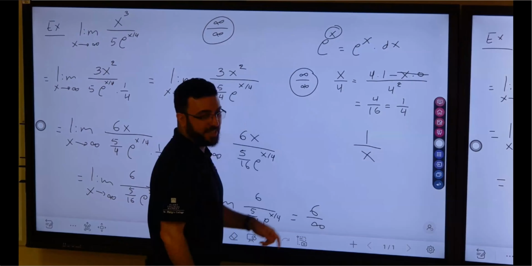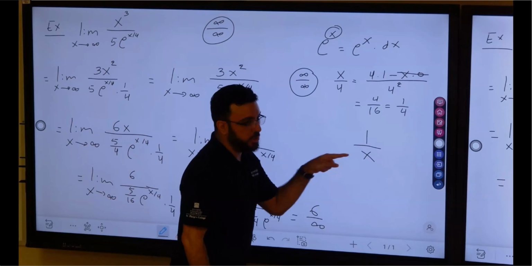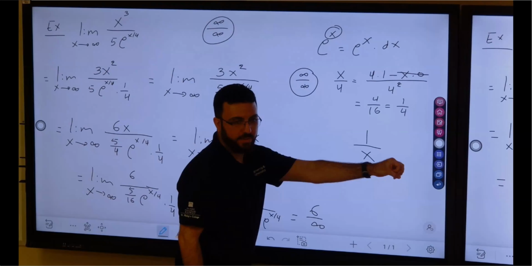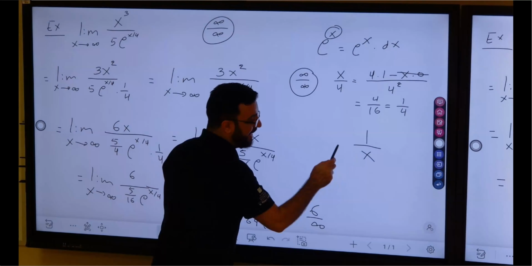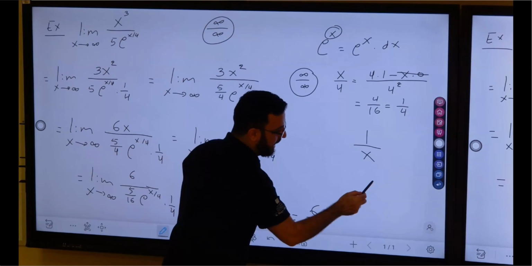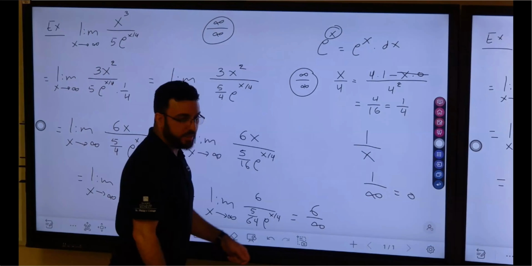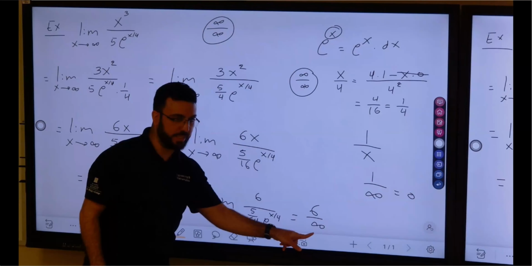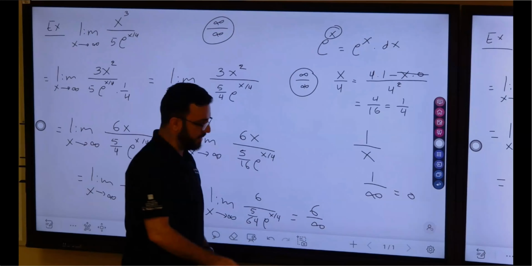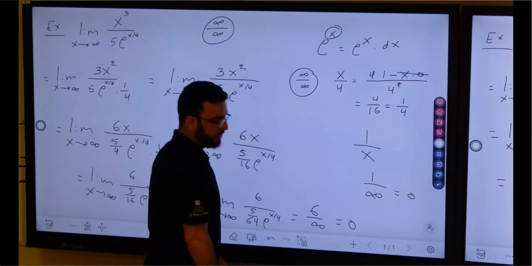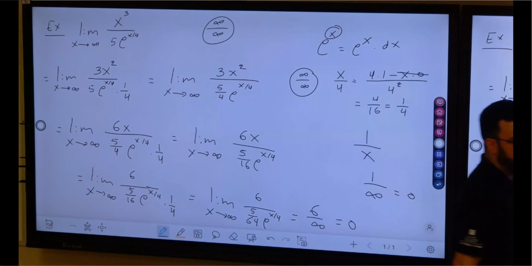Remember this function, 1 over x? When x goes to infinity, where does the function go? Zero. If x is going to infinity, it's like 1 over infinity, and the function is going to equal 0. The same thing here. We have 6 over x, and x is going to infinity. So 6 over infinity is going to what? You got it? It's okay.